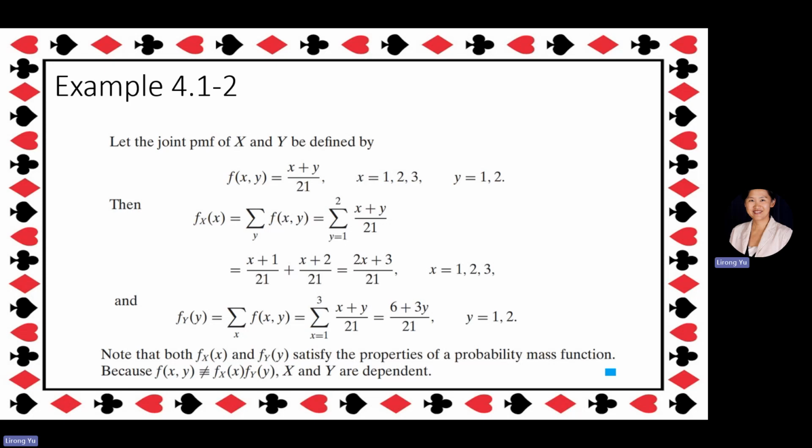Now, the marginal distribution for y is where you add up all the different x values. X has 3 values, so x goes 1, 2, 3. That's 1 plus y, 2 plus y, 3 plus y. So the numerator ends up having 1 plus 2 plus 3, which is 6, and then there's 3y, so 6 plus 3y.